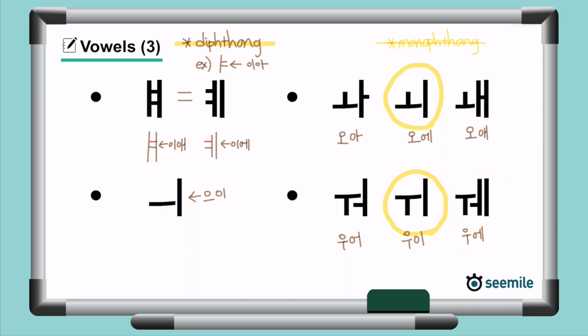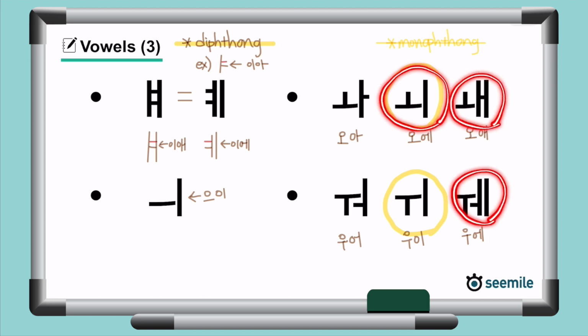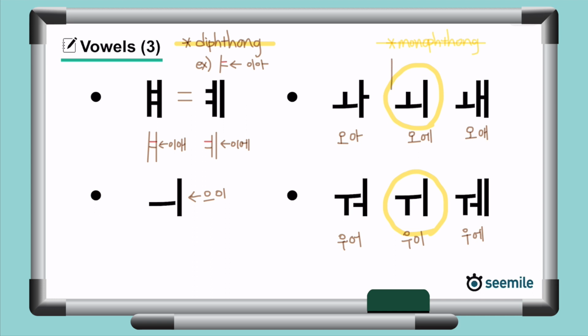Great! Some of you may have noticed that there are three vowels that have really similar sounds. That's right, 왜, 왜, and 왜. They all have similar phonetic values, so please don't feel stressed out about having to differentiate between them. Again, most Koreans themselves just pronounce them the same way.